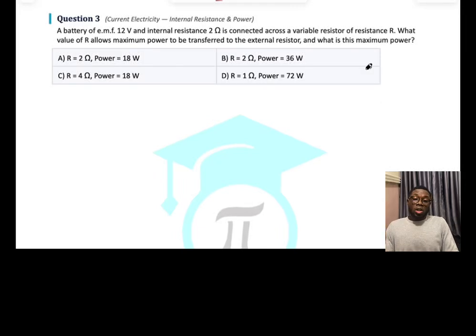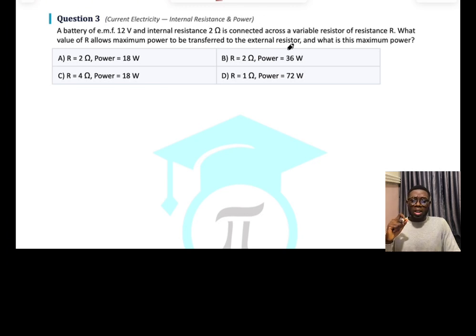Now let's proceed with question number 3. It's on current electricity. We have a battery of EMF 12 volts and internal resistance of 2 ohms. It is connected across a variable resistor of resistance R. What value of R allows maximum power to be transferred to the external resistor, and what is the maximum power?